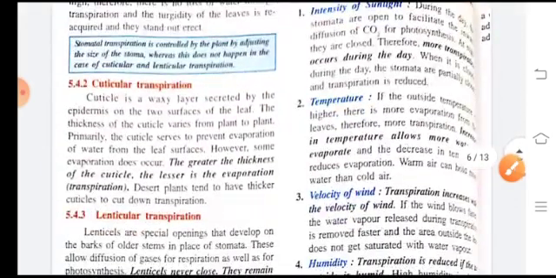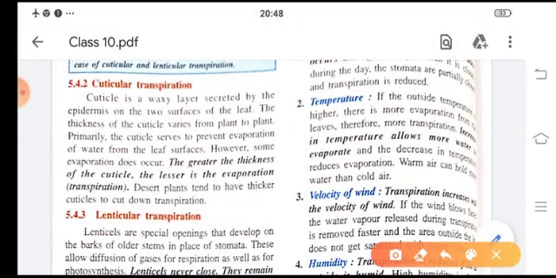Now cuticular transpiration. Cuticular transpiration is done by the cuticle, because the cuticle is a waxy layer which is present on the epidermis of the leaf. The thickness of the cuticle depends on the plant, because desert plants have thick cuticle, whereas plain plants have thin cuticle. So whatever evaporation or transpiration is done depends on the thickness of the cuticle. If the cuticle is thick, then the evaporation and transpiration are lesser.